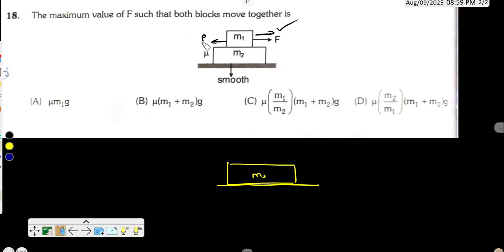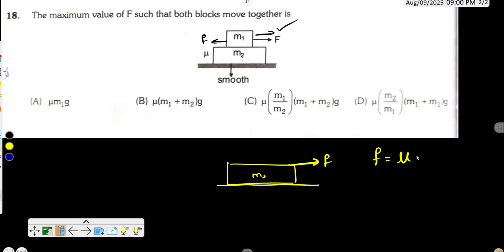Friction will be present in this way. Now, the friction on M2 would be in this direction. Why? It wants to continue the motion with M1. So the friction force on M2 will be in this direction. Let us now check how much this friction is.